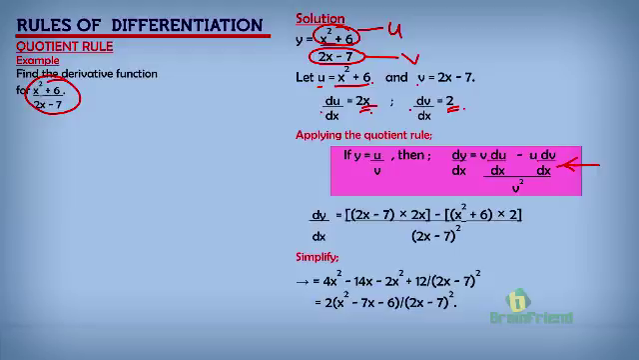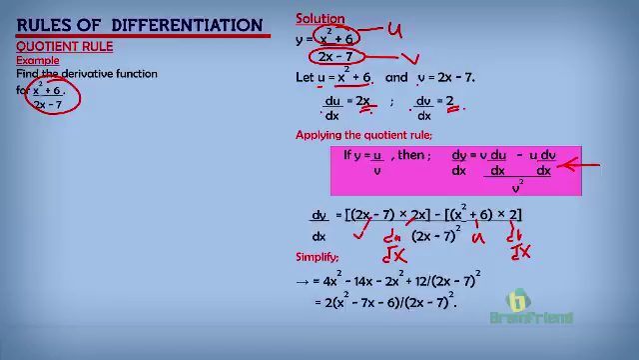So we have v, which is 2x minus 7, multiplied by du dx. du dx is 2x, minus u, which is x squared plus 6, multiplied by dv dx, which is 2. All over v squared. v, of course, is 2x minus 7, so our v squared is 2x minus 7 all squared. Now we have an equation.